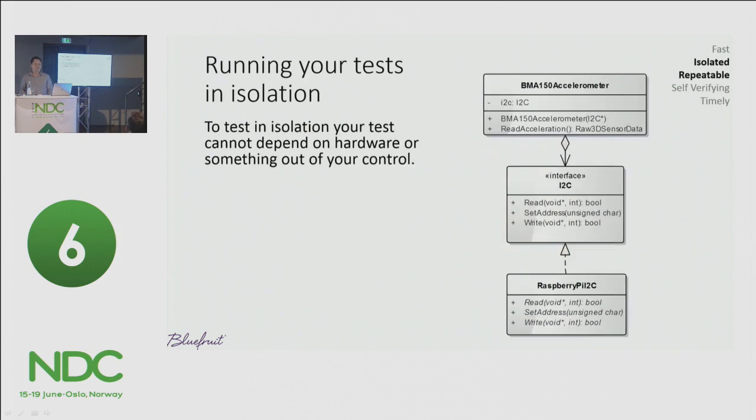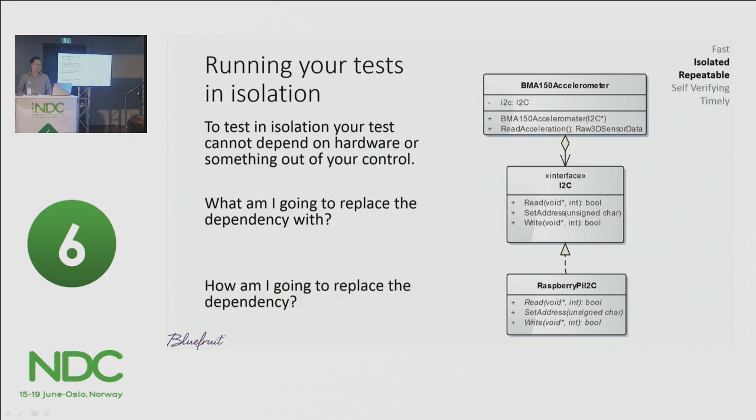At some point, the unit you're testing is going to end up having a dependency that talks to hardware. In this example, if I'm testing my BMA 150 accelerometer, and I set up the dependencies in the same way as in the production code, then I'm relying on the Raspberry Pi I2C. In order to keep my test repeatable, I need to remove the dependency on the Raspberry Pi I2C. So I need to decide two things: firstly, what I'm going to replace the dependency with, and then how I'm actually going to replace it. I'm going to replace the dependency with something called a test double.